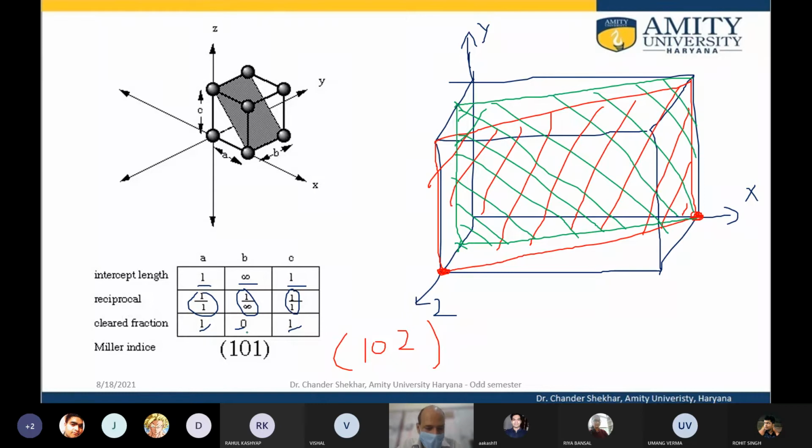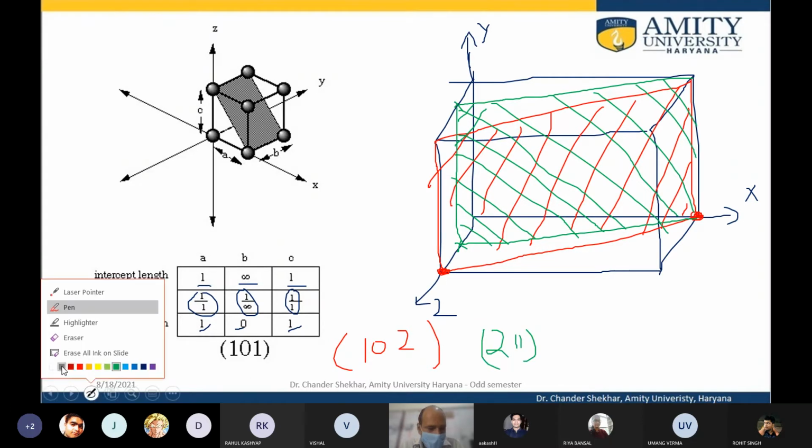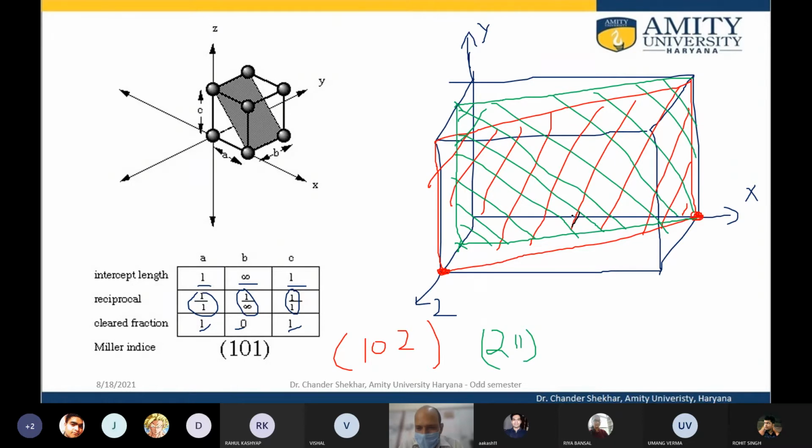You can have any Miller indices. Suppose there is 2 1 1. So for 2 1 1 along the x-axis, the intercept will be at 2, then y at 1, and z at 1. So this will be a plane like this.